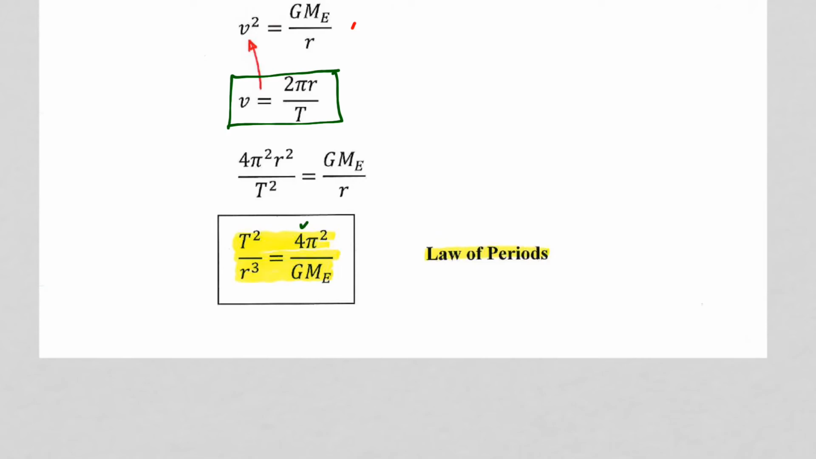Let's take a look at that. 4 constant, pi constant, capital G. Cavendish showed us that, constant. Mass of the Earth, constant. All of this is constant. So T squared divided by r cubed equals a constant, and it is the same constant, the same number, right? There's no difference here for any of the planets. 4 pi squared divided by capital G mass of Earth. It is the same value for all of the planets.